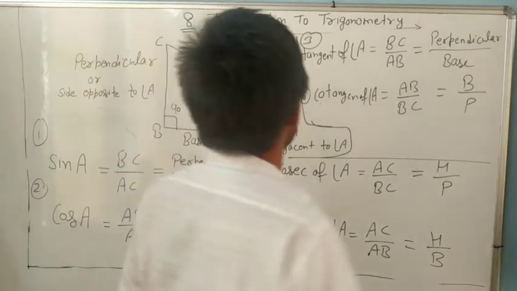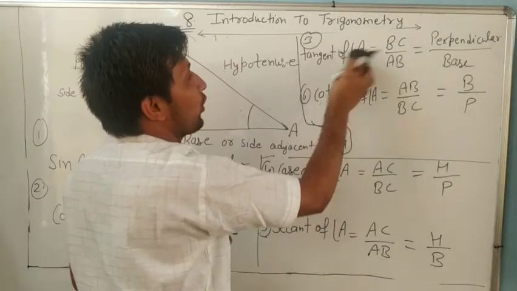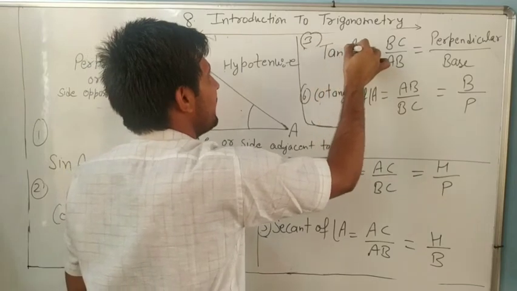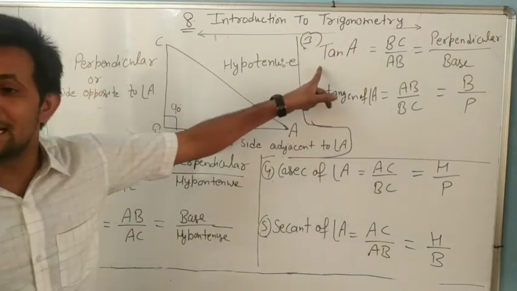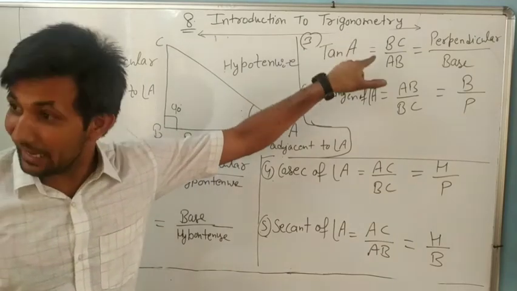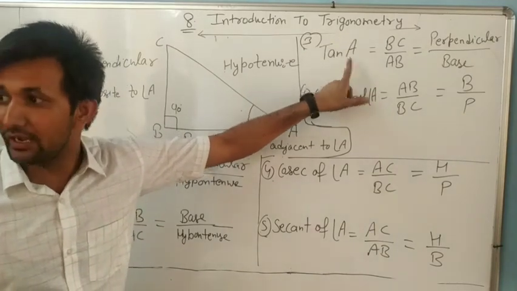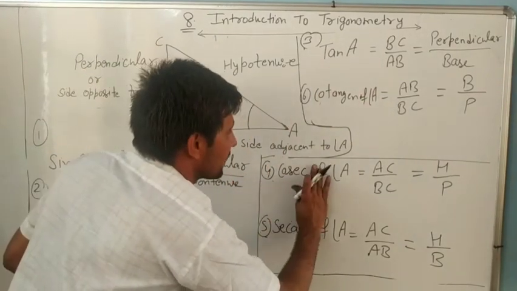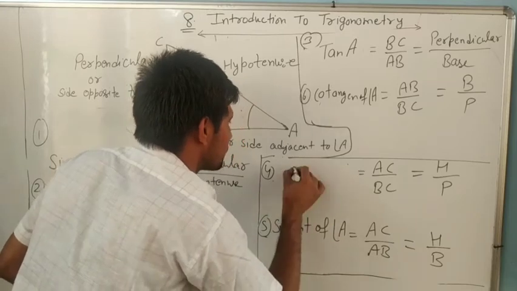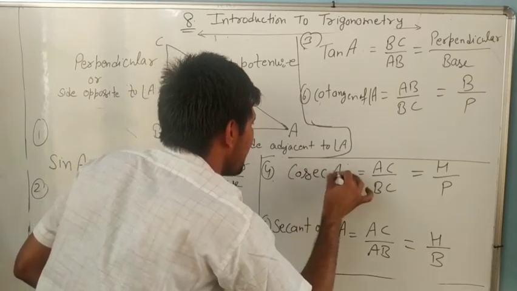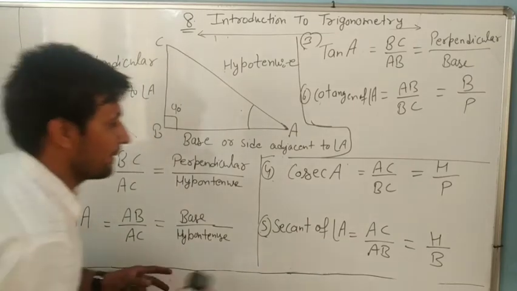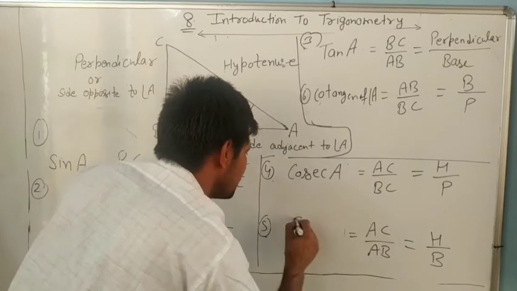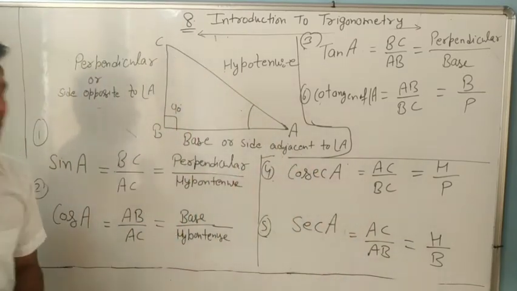Same as it, dear, tangent A. Tangent of angle A, we will write tan A. It means tangent of angle A, not tan multiplied by A. Okay, it is tan. Understand? Same as it, cosec: cosec means we will write cosec A. Same as it, secant of A, we will write sec, SEC, sec A. Understand here?